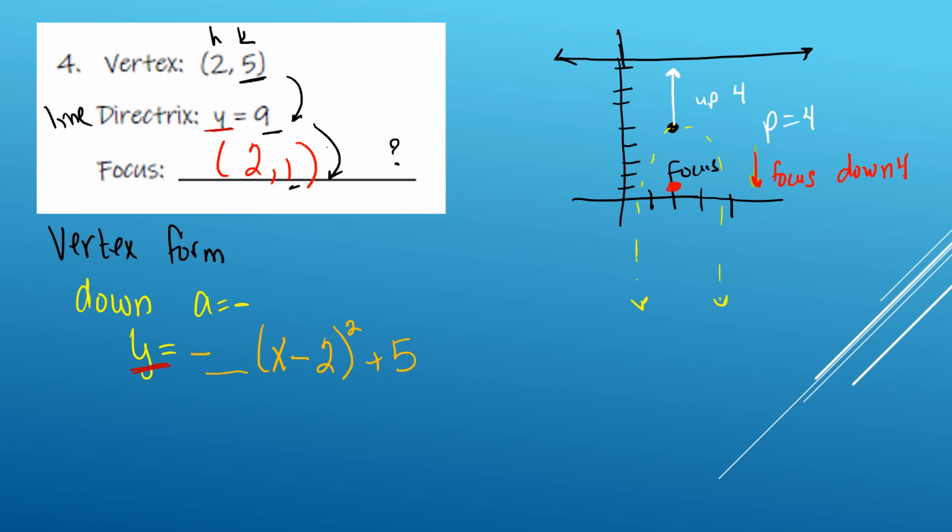If I were to draw my axis of symmetry, it doesn't ask, but my AOS would cut through at x equaling positive 2. Okay, that would still be there.